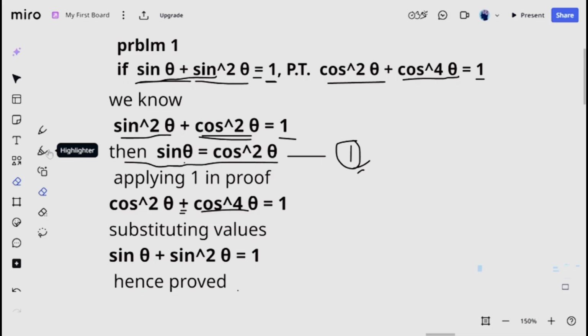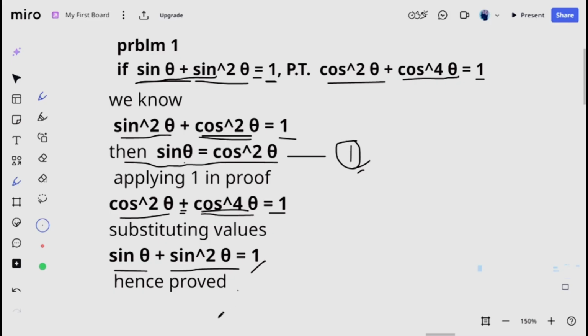Let's take out my pen. Let's continue. So cos square theta plus cos power 4 theta is equal to 1. And this value, what did we find out? It's cos square theta whole square. So cos square theta is equal to sin theta. And in cos square theta whole square, we can substitute the cos square theta value, so it'll become sin theta whole square, which is sin square theta. So sin theta plus sin square theta, if you write that down, you'll get this, which is equal to 1. Hence proved. There you go.